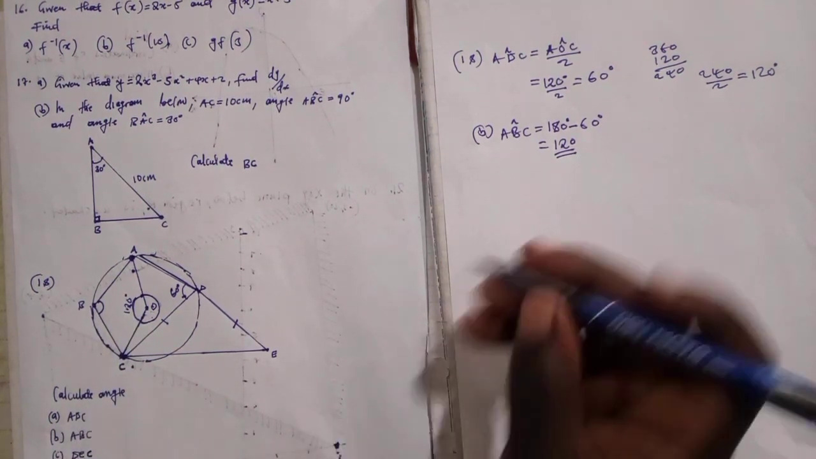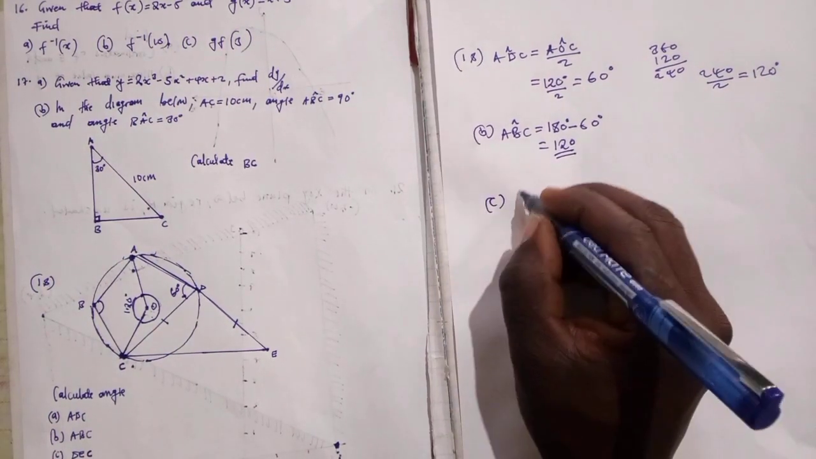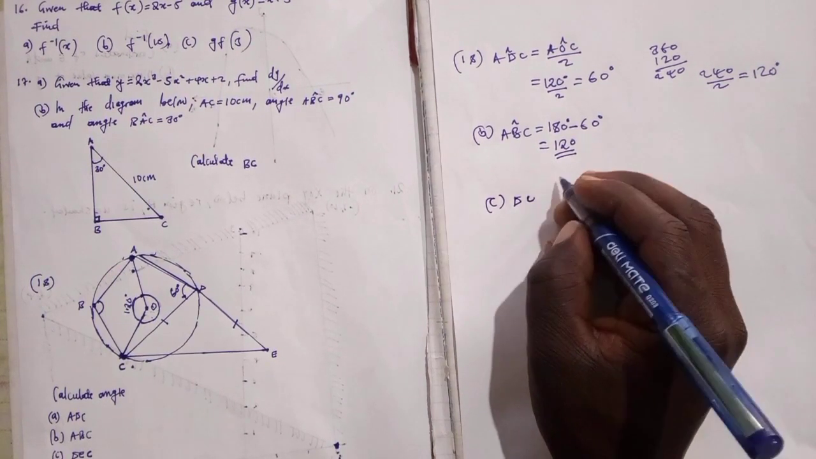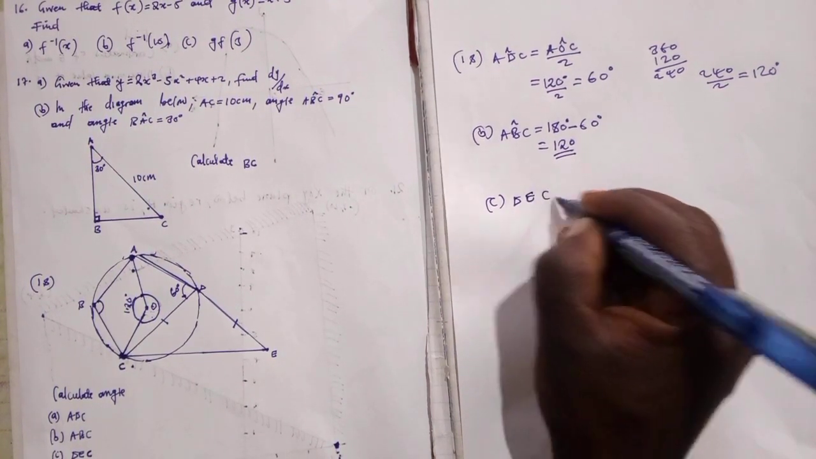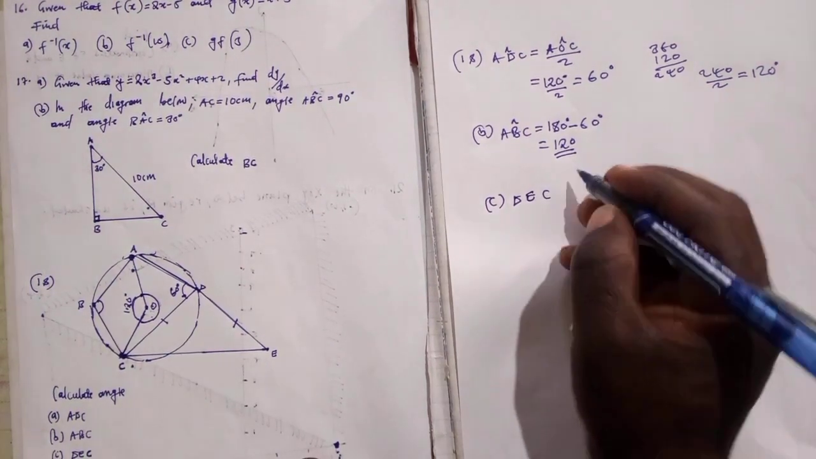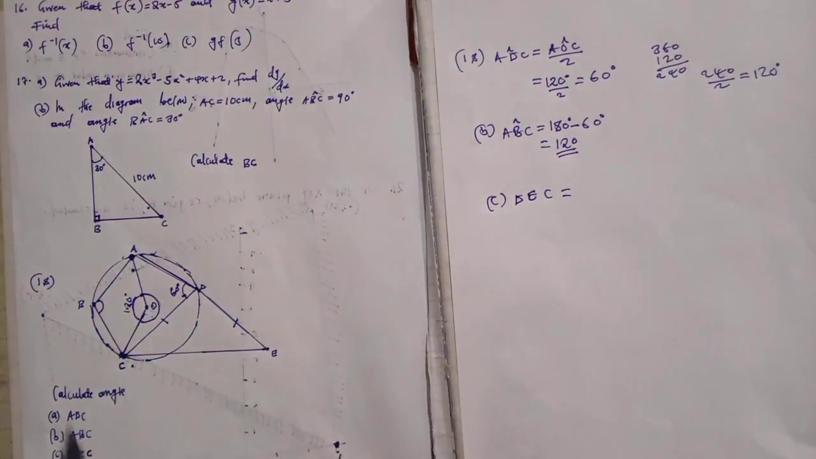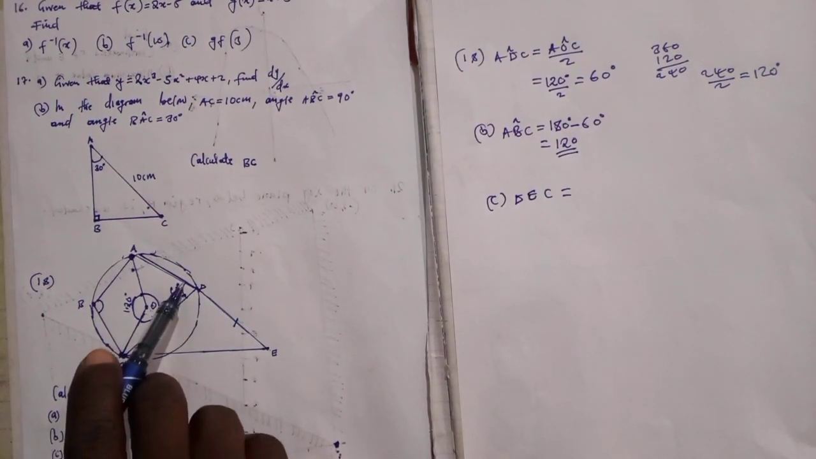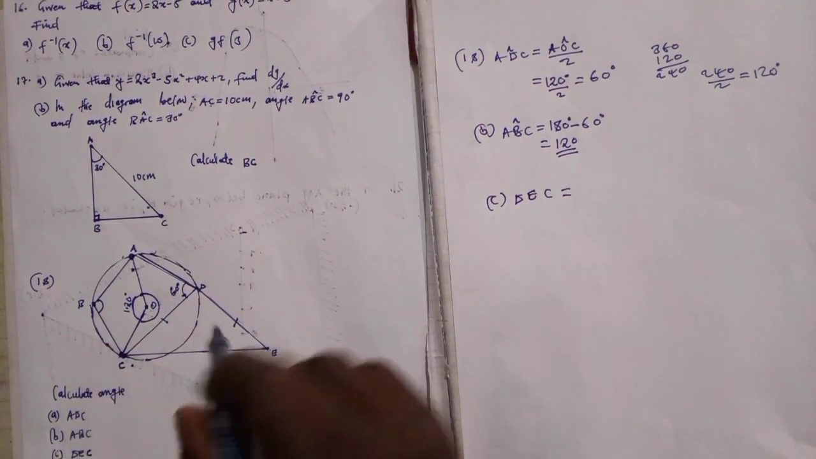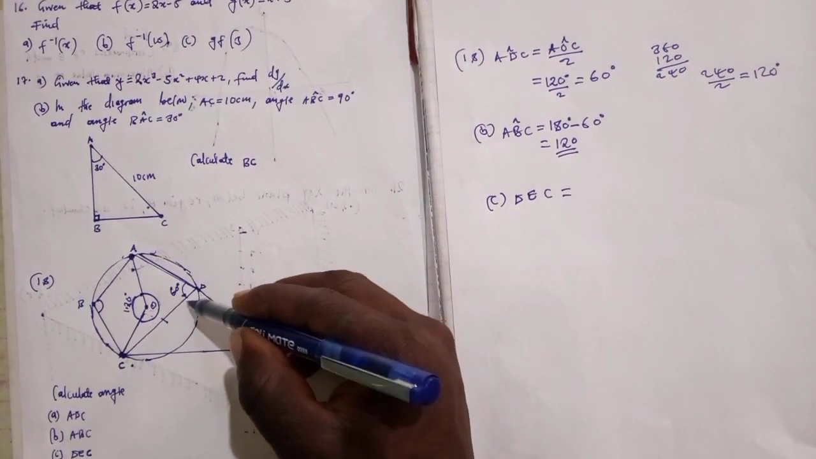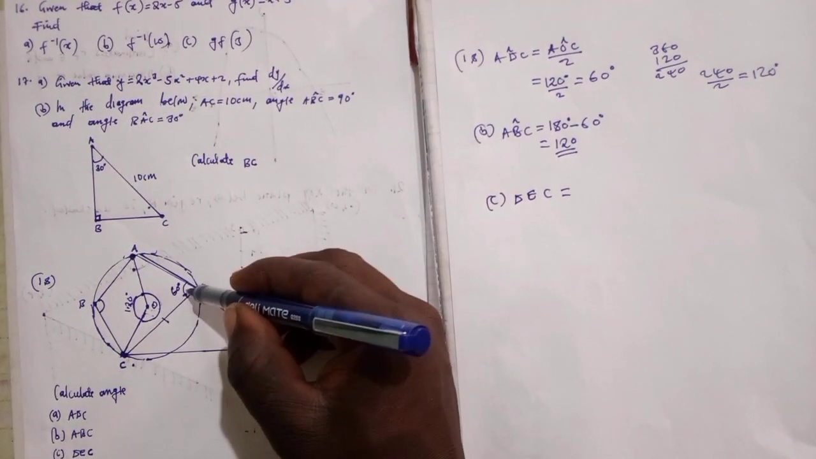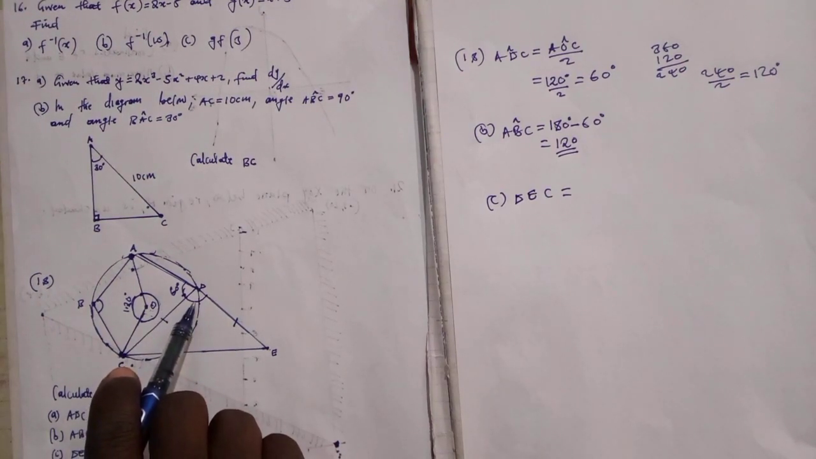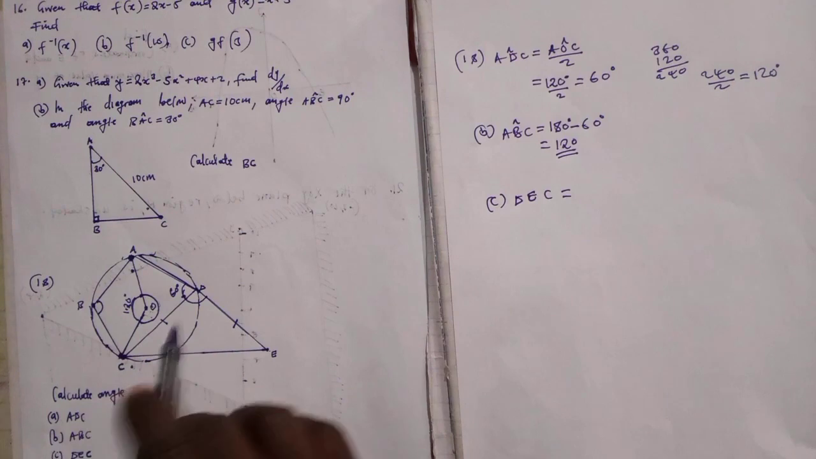So now, for C, we are told to calculate angle DEC. To find angle DEC, if you can see, this is a straight line here. Just that my drawing is somewhat confusing, but this adds up to 180. So 180 minus 60 is 120. So here we have 120 degrees.